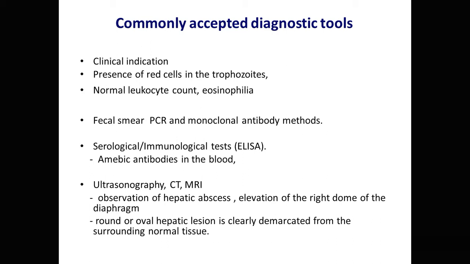So, how can we diagnose this disease? We can check feces for the presence of cysts and trophozoites. A fecal smear can be done, as well as PCR, monoclonal antibody test, serology, and ultrasonography, computed tomography, and MRI to detect the abscesses in the liver, lung, and brain.